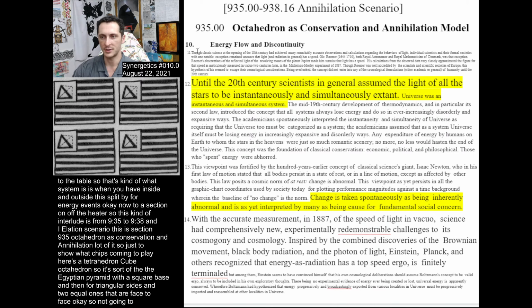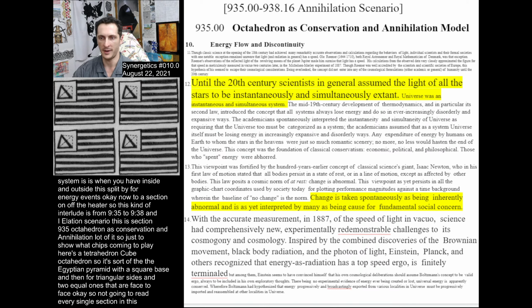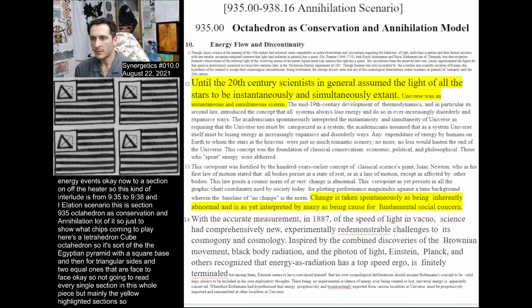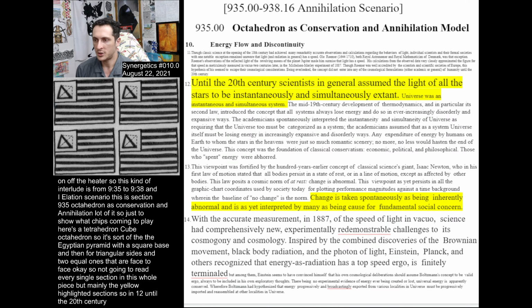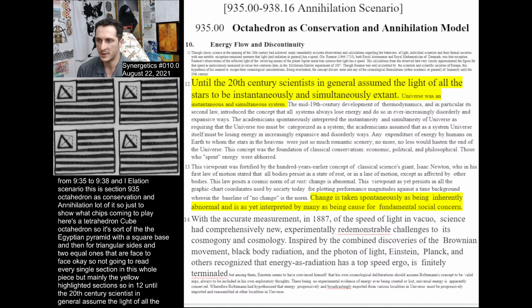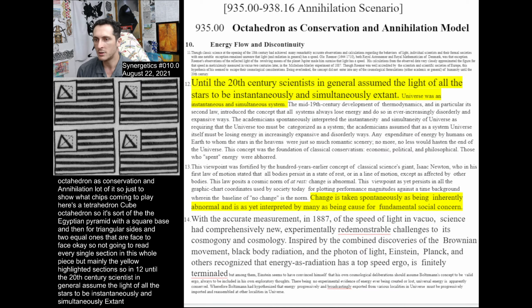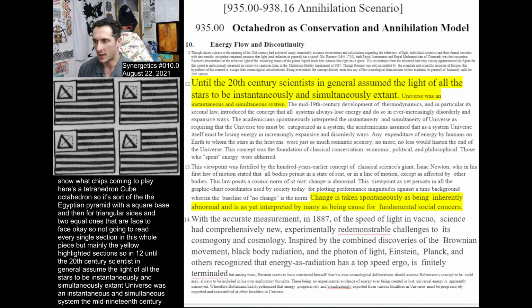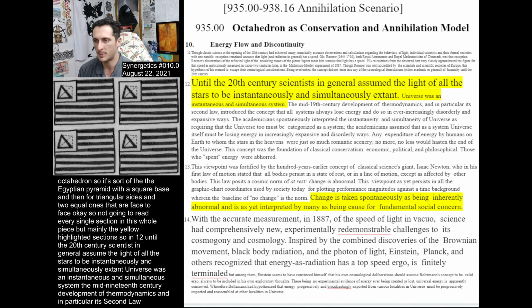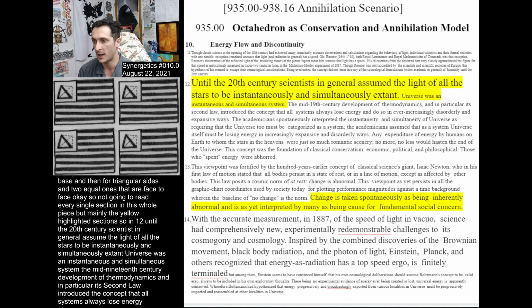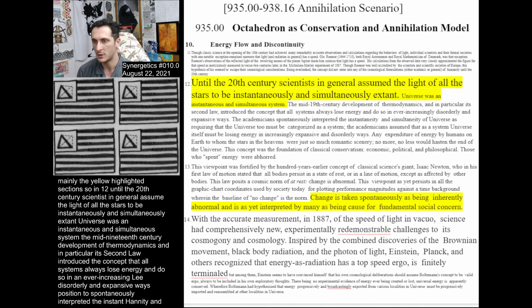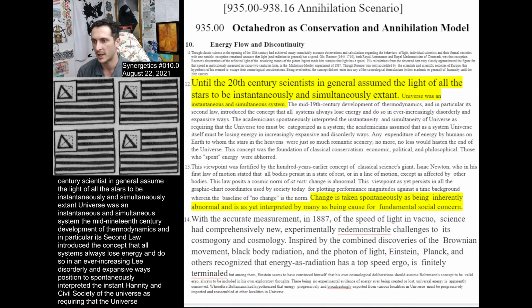So I'm not going to read every single section in this whole piece, but mainly the yellow highlighted sections. Until the 20th century, scientists in general assumed the light of all the stars to be instantaneously and simultaneously extant. Universe was an instantaneous and simultaneous system. The mid-19th century development of thermodynamics, and in particular its second law, introduced the concept that all systems always lose energy and do so in ever-increasingly disorderly and expansive ways. The academicians spontaneously interpreted the instantaneity and simultaneity of universe as requiring that the universe too must be categorized as a system.